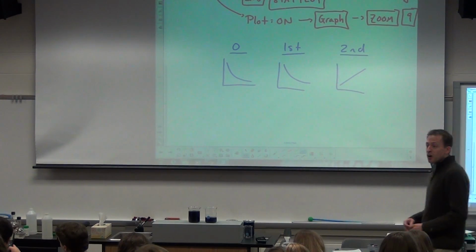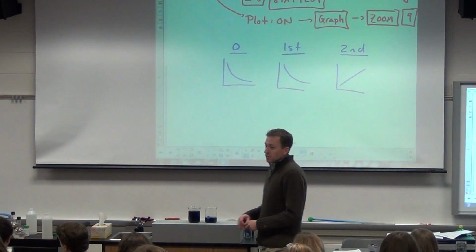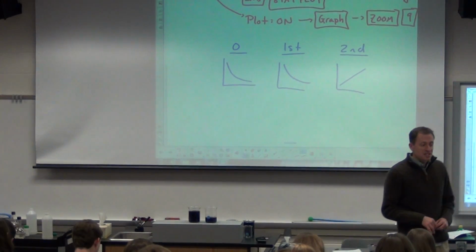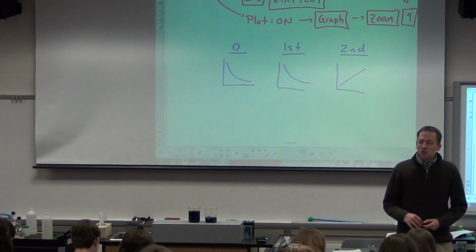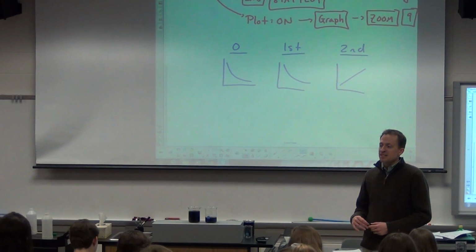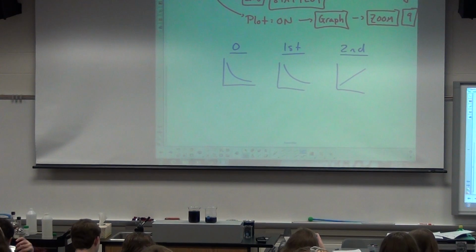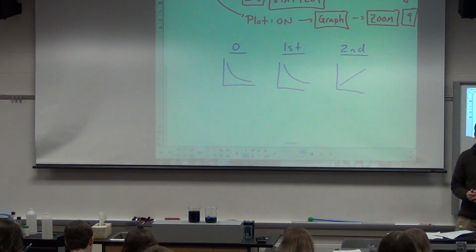Why is it going in the opposite direction for the second order? Because second order is what? 1 over the concentration. It's inverted. So it will always go in the opposite direction as the other 2. We will talk more and more about this, that you should be able to recognize if it's a second or if it's a zero and a first, because the second order will always be going right side up. So in this case, it's a second order because we have a straight line.